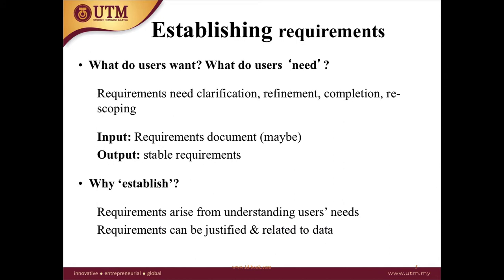Okay, so establishing requirements: what do users want, what do users need? The input is a requirements document, and the output is a stable requirement. Why does the word establish appear? Because requirements arise from understanding user needs, and requirements can be justified and related to data. When you have something supporting your needs, we call that established. Evidence, things that can be measured, can also be considered established requirements.